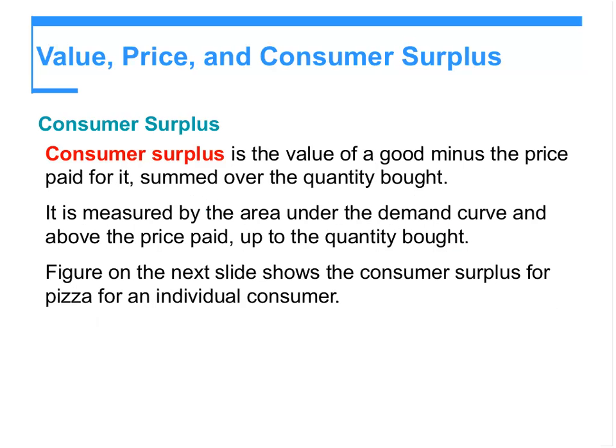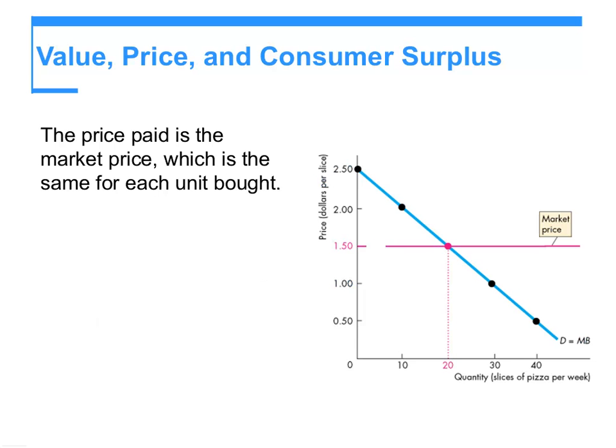So let's talk about the consumer surplus, and after that we will cover marginal cost. Consumer surplus is the value of a good minus the price paid for it, summed over the quantity bought. It is measured by the area under the demand curve and above the price paid, up to the quantity bought. It may seem a little complicated here, but when we go to the graph, you will see. The figure on the next slide shows the consumer surplus for pizza for an individual consumer. Look at here, very simple.